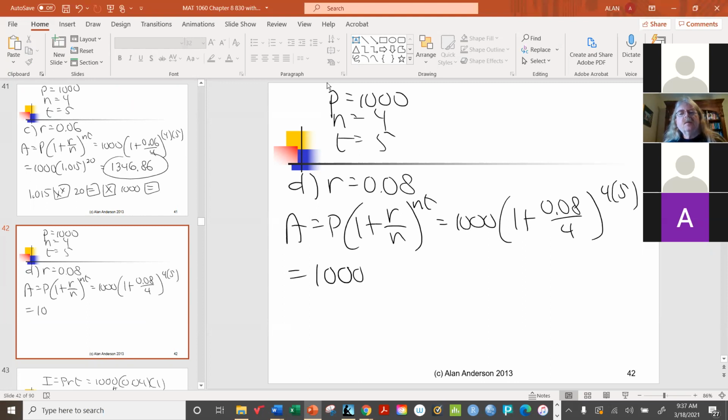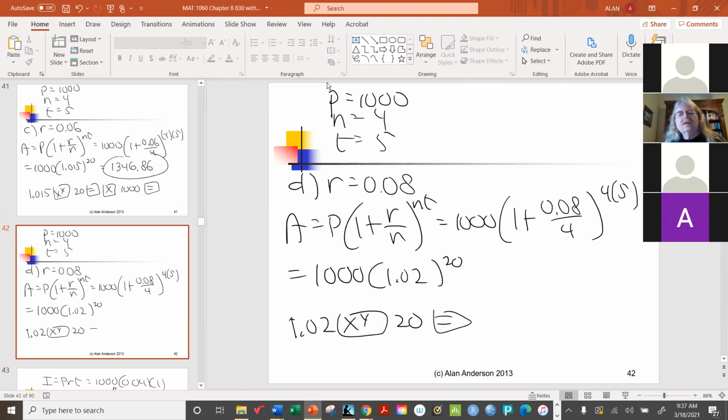1,000 times 1.02 to the 20th power. So if you do it on your calculator as 1.02 exponent 20 equals times 1,000 equals.